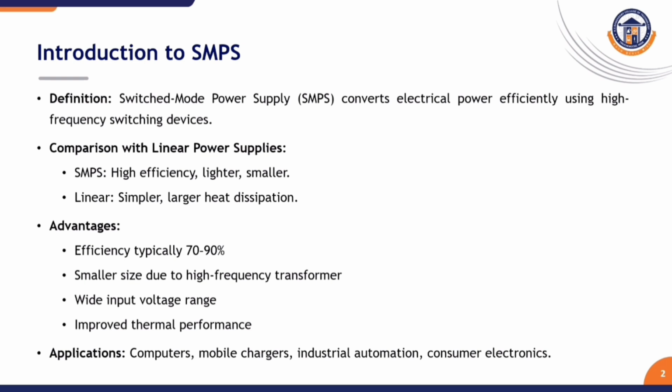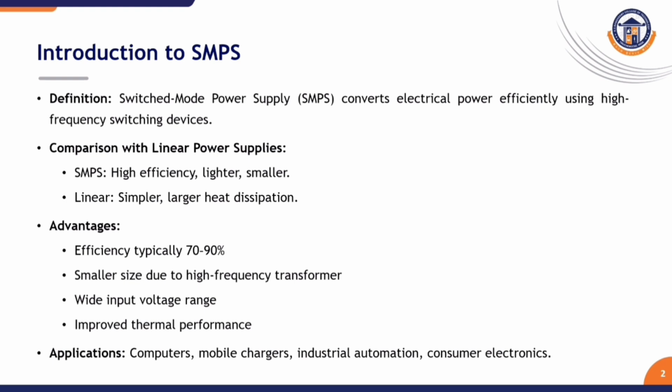Unlike linear power supplies where excess voltage is dissipated as heat, SMPS works by turning the switch on and off rapidly, transferring energy in small packets, regulating the output with very little power loss. That's why SMPS units are smaller in size, lighter in weight, and much more efficient than linear mode power supplies. You will find SMPS almost everywhere today, from mobile chargers to industrial machines.